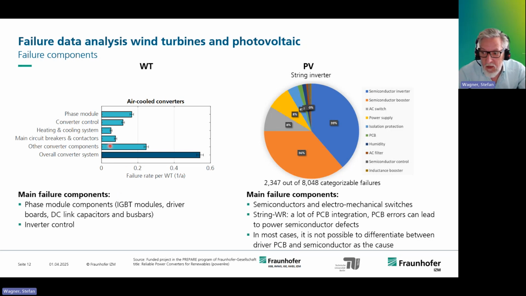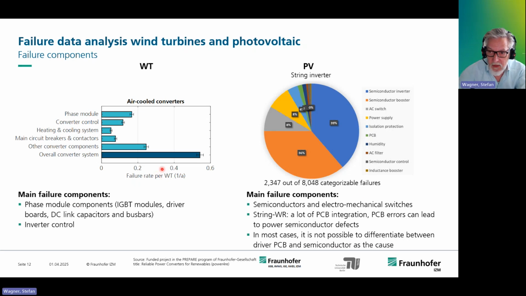The main failed components are listed on the slides. On the left side, you see this for wind turbines, and on the right side for the photovoltaics. For the wind turbines, we see here phase modules, components like IGBT modules, driver boards, DC link capacitors, and bus bars. And the inverter control units are the main failure components.